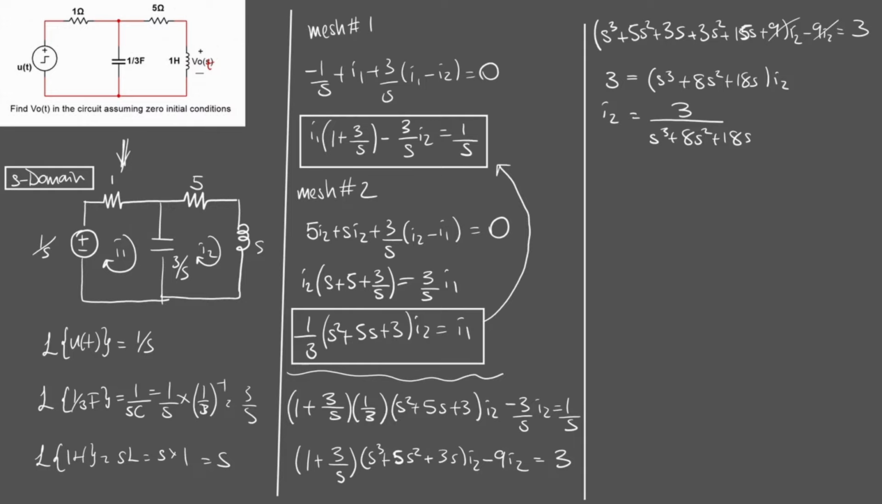But recall, we're looking for voltage as a function of time. Remember Ohm's law, V is equal to ZI. So now we're going to multiply this. This is our current. Multiply this by the impedance. Recall that V naught of S as voltage as a function of S is equal to SI2. All right. So we're going to leave us with V naught of S is equal to, multiply this by S. All these guys will lose an index of S. So that's 3 over S squared plus 8S plus 18, which is really amazing.